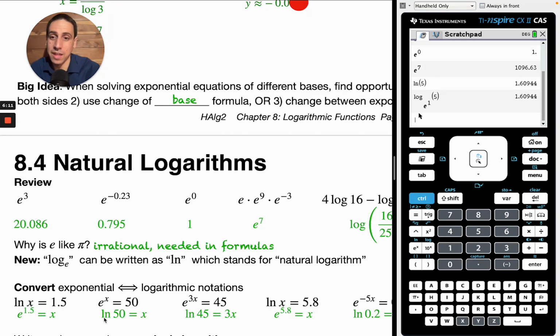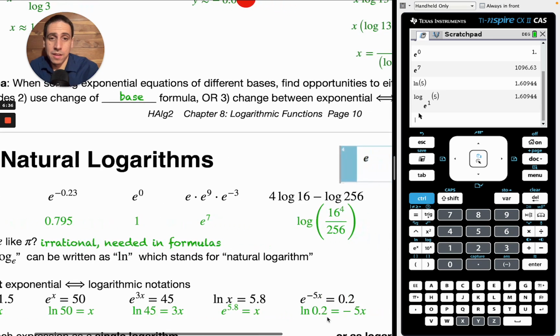It's ln of 50 is equal to x. So let's get used to it. Base e is ln. Base e is ln. Base is here. The exponent is all by itself, 3x, and so the power is 45. The natural log of x is equal to 5.8. The exponent is all by itself. The base is e, and so therefore the power is x over here. Here, base e, natural log, exponent is negative 5x. It goes by itself, and there it is.